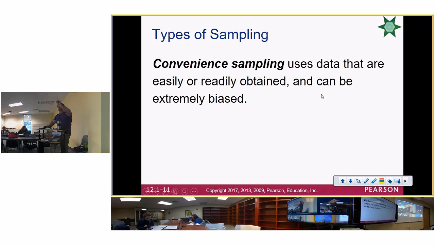Convenience. Write down the least used, the least accurate. Why? Because it's what? Because it's convenient. Anything convenient is usually useless.